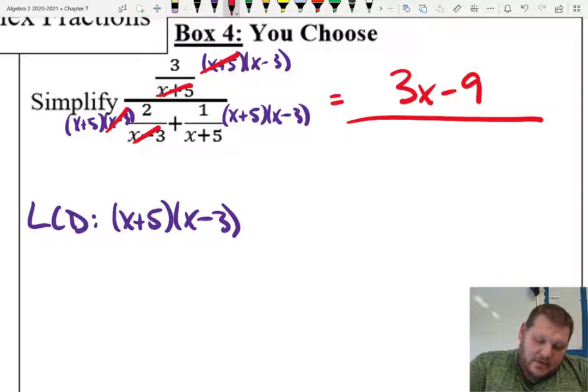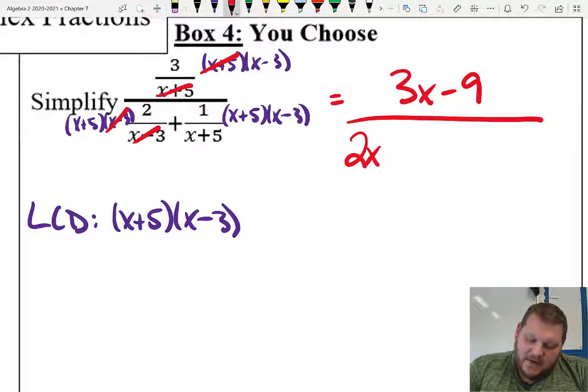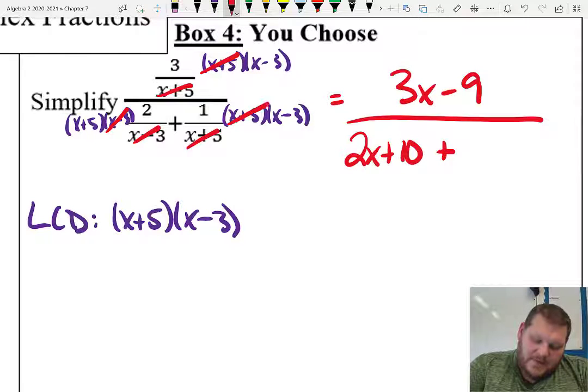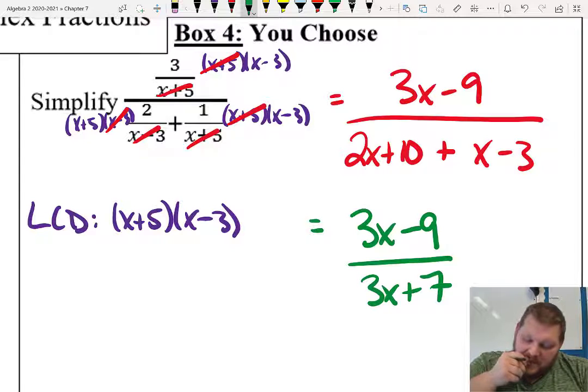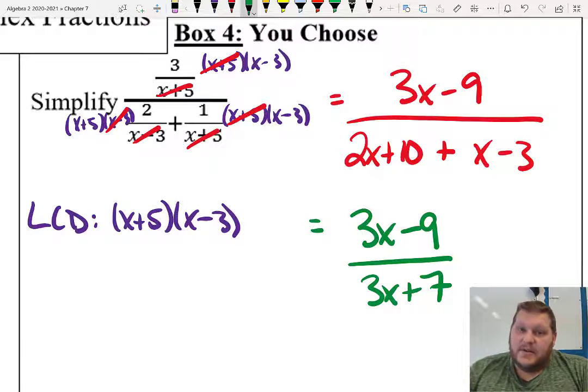Here my x minus 3s go away. 2 times x plus 5 would be a 2x plus 10, plus my x plus 5s cancel out. 1 times x minus 3 is just x minus 3. So now we end up with 3x minus 9 over, let's see, 3x plus 7. And it is really, really tempting to just cancel out those 3 x's. But again, they're attached to the constant next to it with either addition or subtraction, depending on which one you're looking at. So that's as far as I can simplify it.